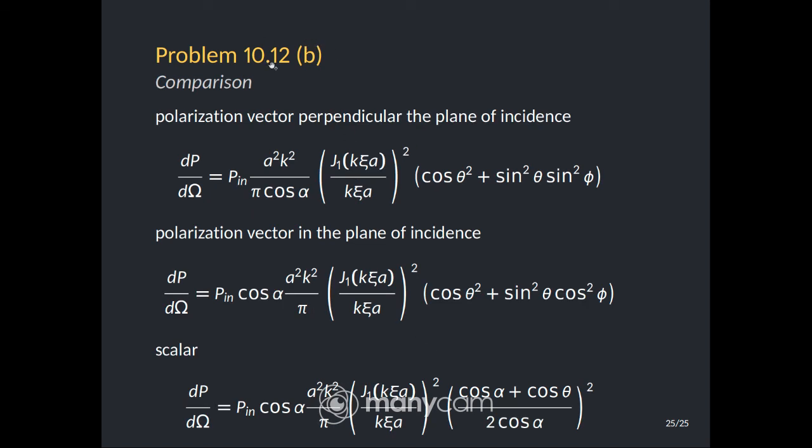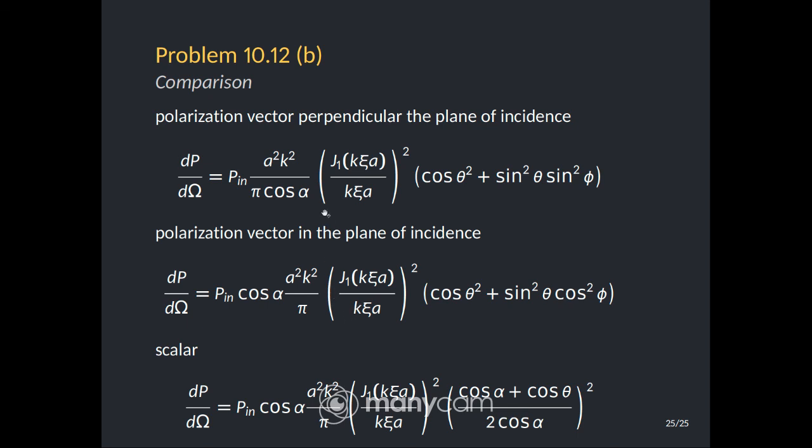And for problem 10.12b, the comparison. For the polarization vector perpendicular to the plane of incidence, which is just problem A, the power per solid angle can be expressed in this form. For the polarization vector just in the plane of incidence, the power per solid angle can be expressed in this form, which is just the case in section 10.9.